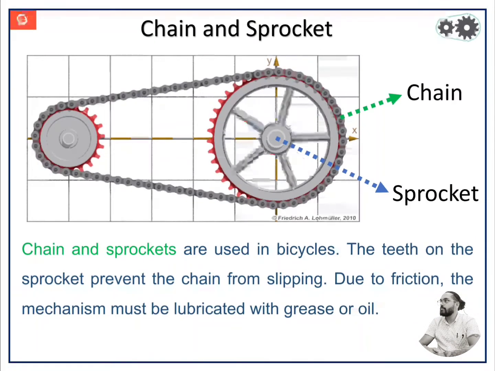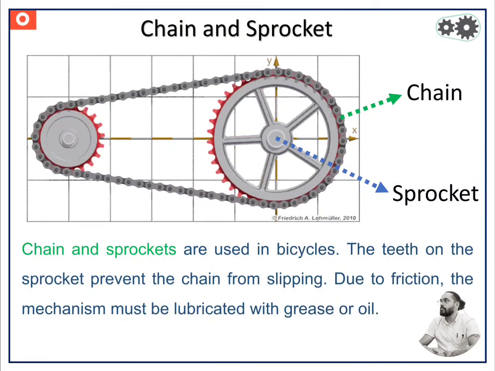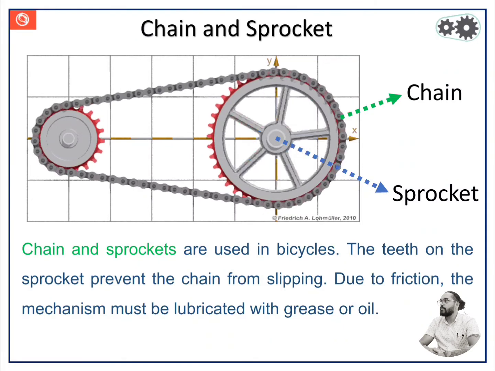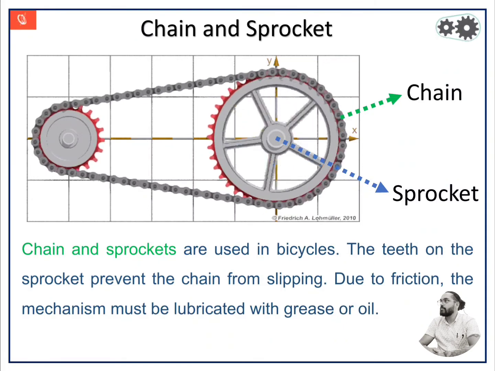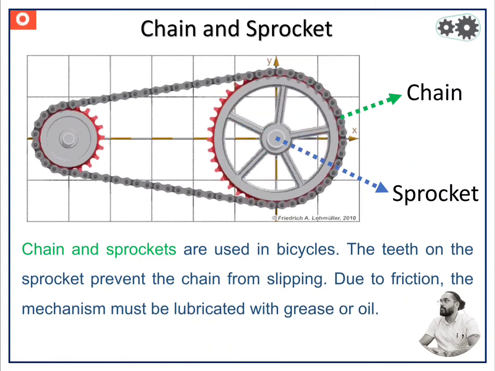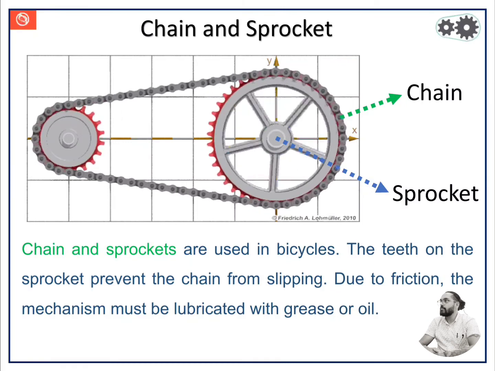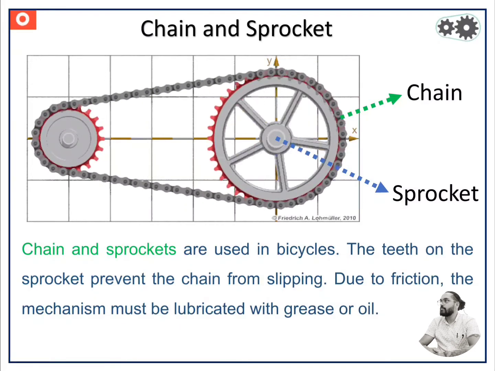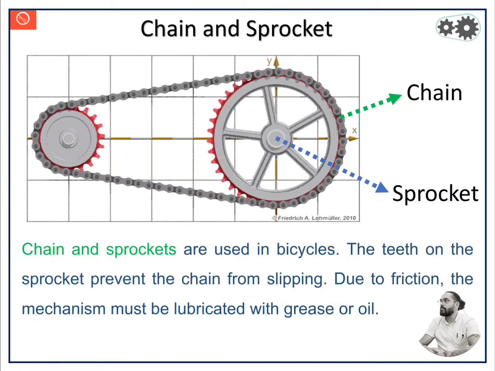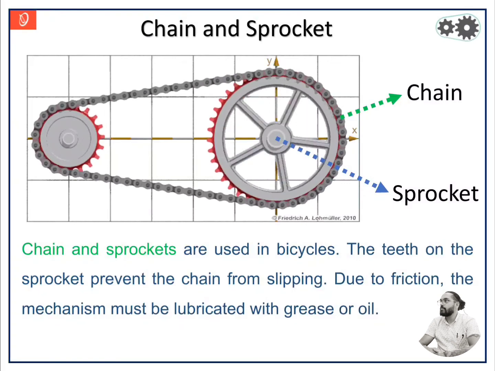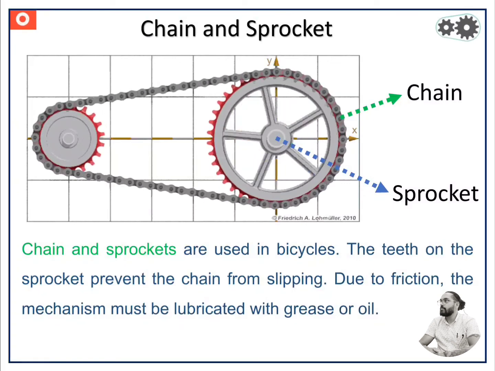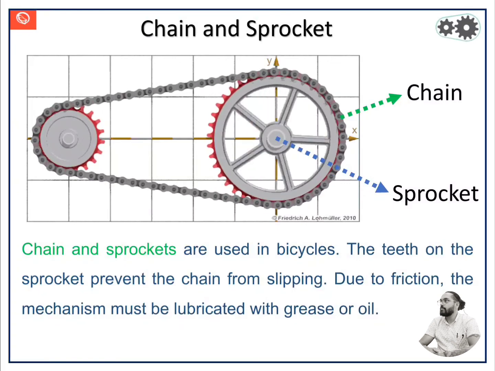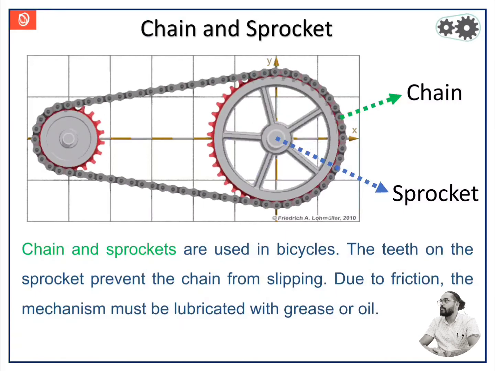The next type of mechanism is the chain and sprocket. This is commonly found in bicycles, in motorcycles and many other types of machines. The teeth on the sprocket prevent the chain from slipping. Due to the friction that is occurring on the chain and the sprocket, the mechanism must be lubricated with grease or oil to prevent damages.